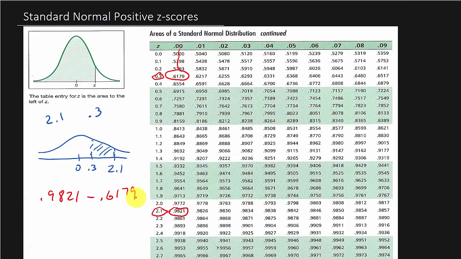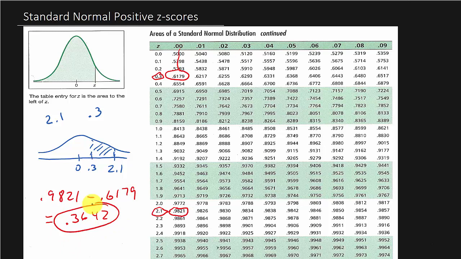And so that is going to give me 0.9821 minus 0.6179, and that area is going to be 0.3642. That's a 3. And that's your answer for that problem.